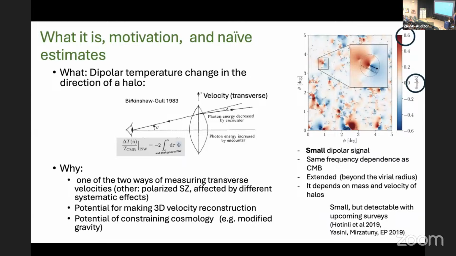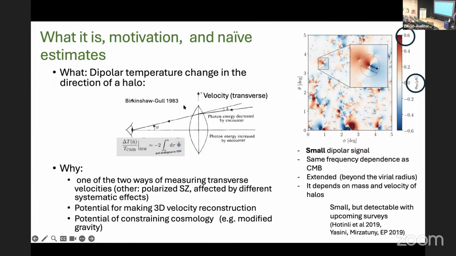And then it's relatively extended over there. You can see that this is the virial radius. It's super tiny, so this is 0.6 micro-K for those who are used to these units. So it's a very, very tiny effect, but it's present in all the halos, and it traces the velocity field. So this is very cool because it's one of the two ways in which we can measure transverse velocities. And so you get excited, you want to try to see whether it can be detected.